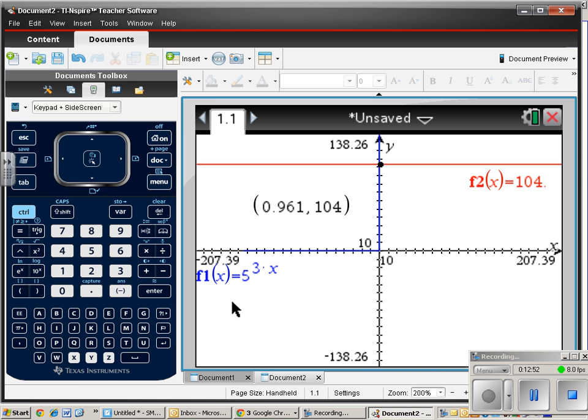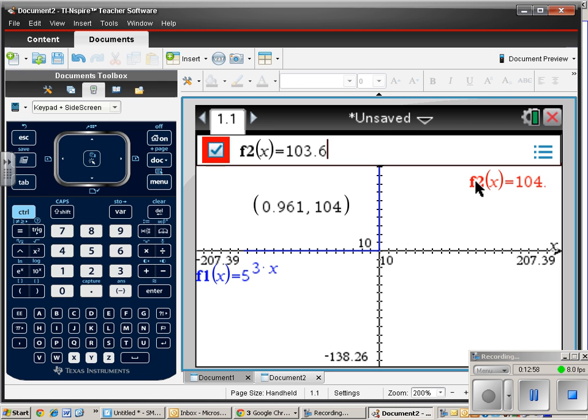Oh, that's not quite right. You're at 0.96. Oh, that's 103.6. Okay, it just changed it to 104. I guess it felt that was so close, we'll just call it 104. I thought maybe I accidentally moved my line, but anyway, I did. So the answer is 0.96 is my x value.